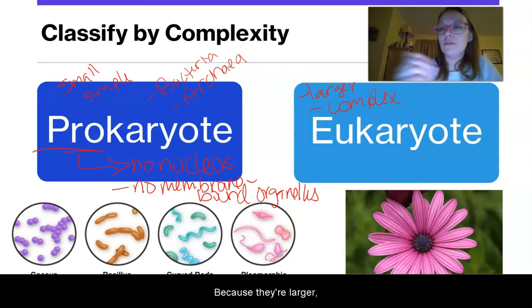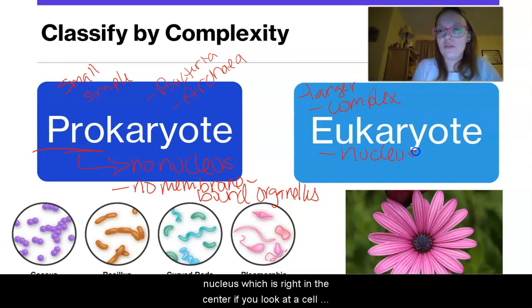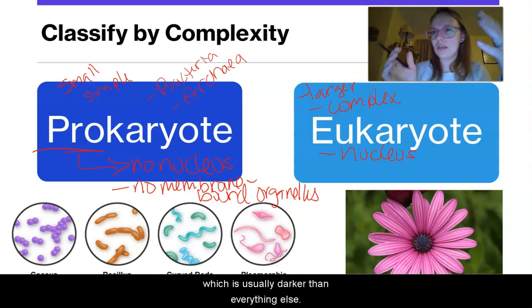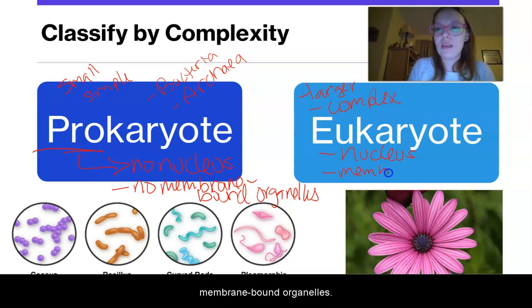Because they're larger and more complex, this means they do have that nucleus, which is right in the center. If you look at a cell under a microscope, you'll see a big circle in the middle, which is usually darker than everything else. That's that nucleus. And then throughout that cell, you're also going to have membrane-bound organelles.